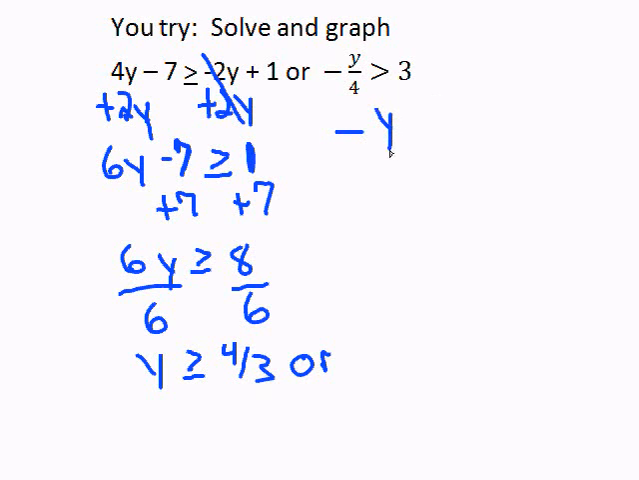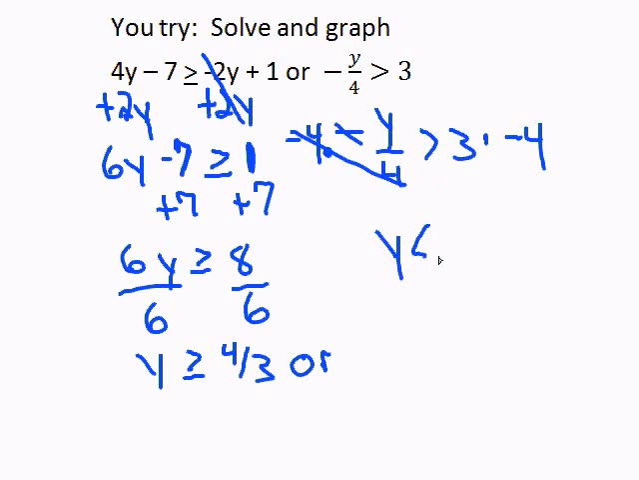We write that again. To get rid of the divide by 4, I'm going to multiply both sides by a negative 4. Because negative 4 times negative y over 4, the negatives cancel and so does the divide by 4, leaving us with just 1y. Instead of greater than, it becomes less than since we multiply both sides by a negative. Negative 12.